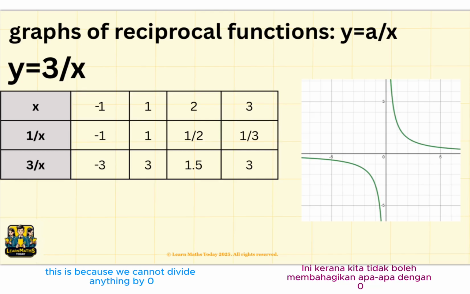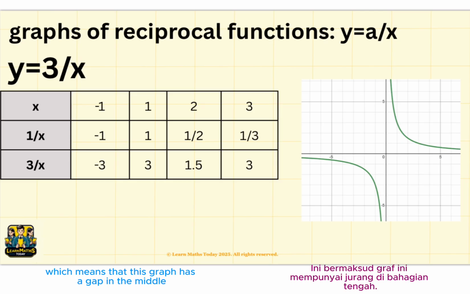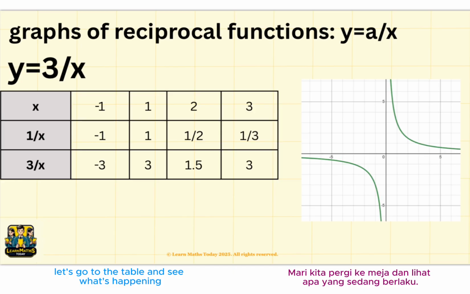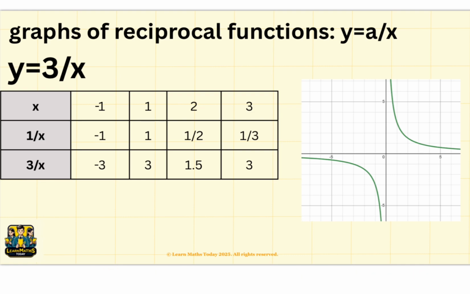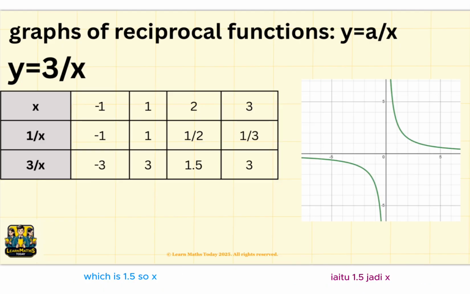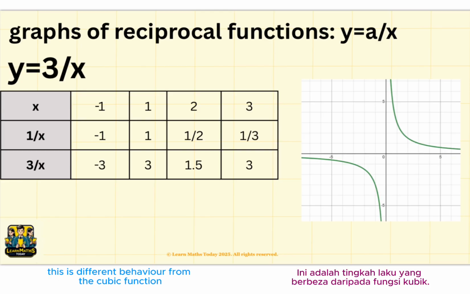This is because we cannot divide anything by 0, which means this graph has a gap in the middle. Let's go to the table and see what's happening. When x = 1, we get y = 3/1 = 3. When x = 2, we get y = 3/2, which is 1.5. So as x gets larger, y gets smaller. You see, when x = 3, y = 1. This is different behavior from the cubic function.